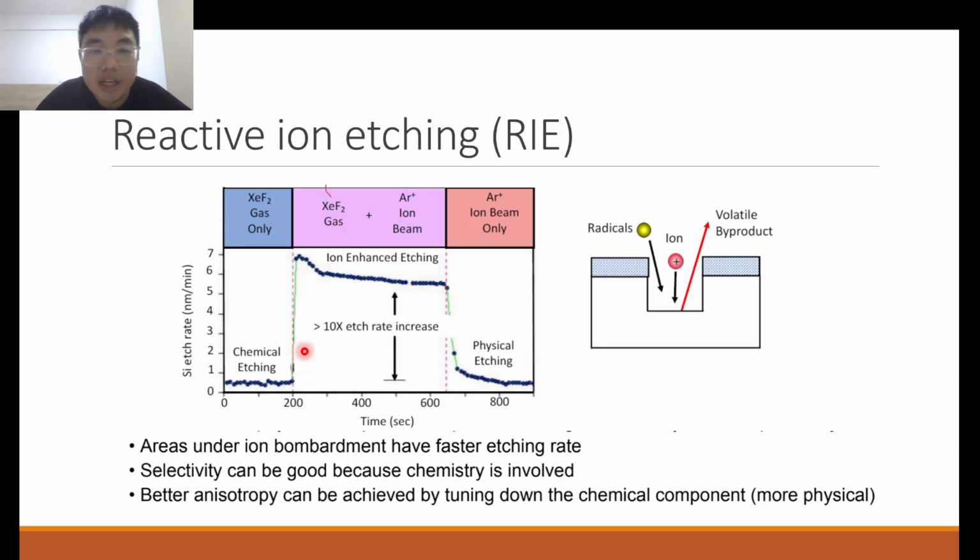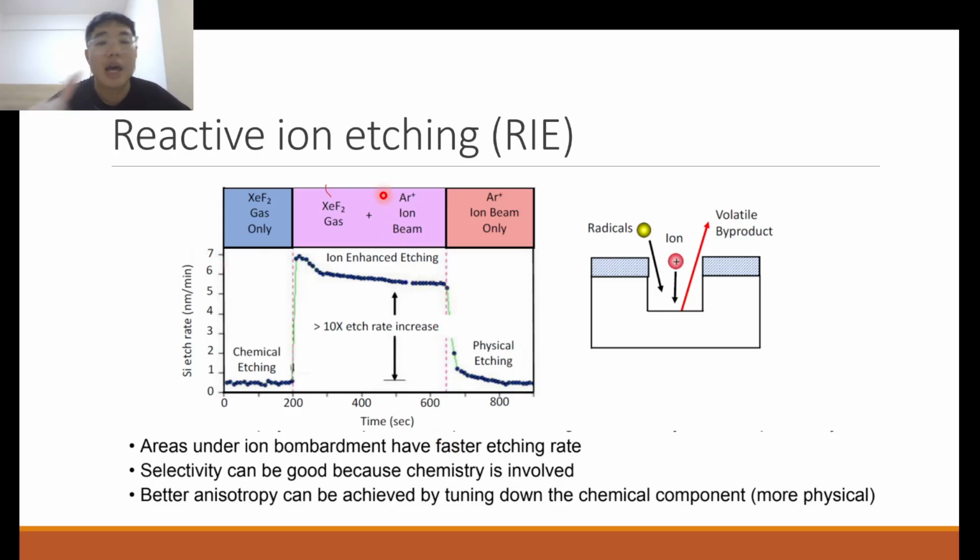So as you can see over here, normal chemical etching has maybe a 0.5 nanometer per minute etch rate, but when the area is bombarded by argon ions, and these argon ions are inert, they don't participate in the chemical reaction, when the surface is bombarded by argon ions nonetheless, there's a more than 10 times increase in the etch rate to maybe about 6 or even 7 nanometers per minute.